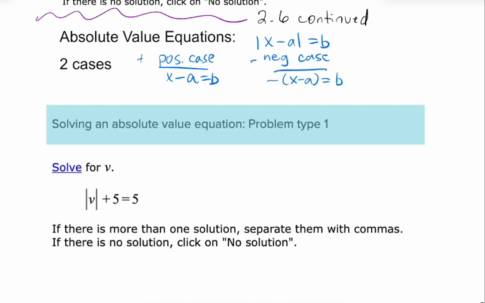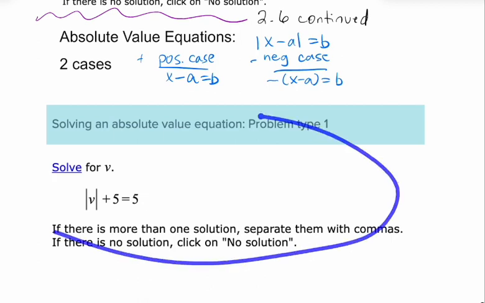Now you'll notice that the absolute value is isolated, meaning it was absolute value equals a number. So you only set up the two cases when it's absolute value equals a number. Just like in a square root equation or that fractional exponent equation, we have to get that thing by itself. So let's start with the first one here that they've given us.